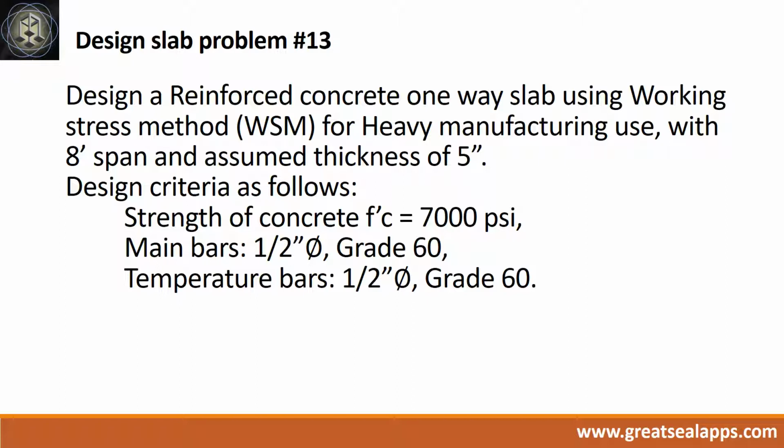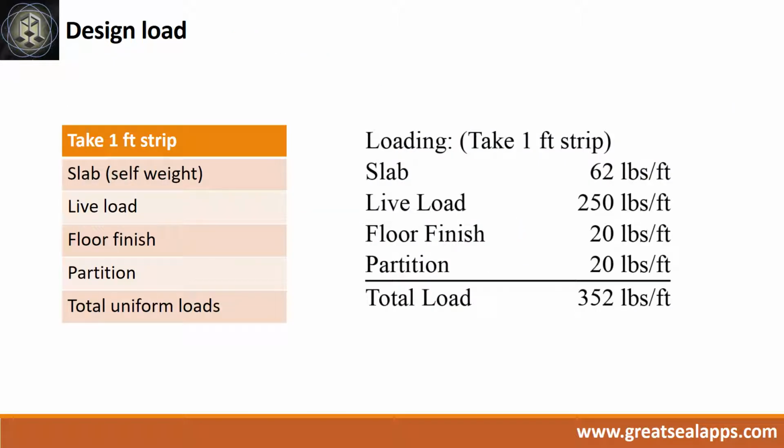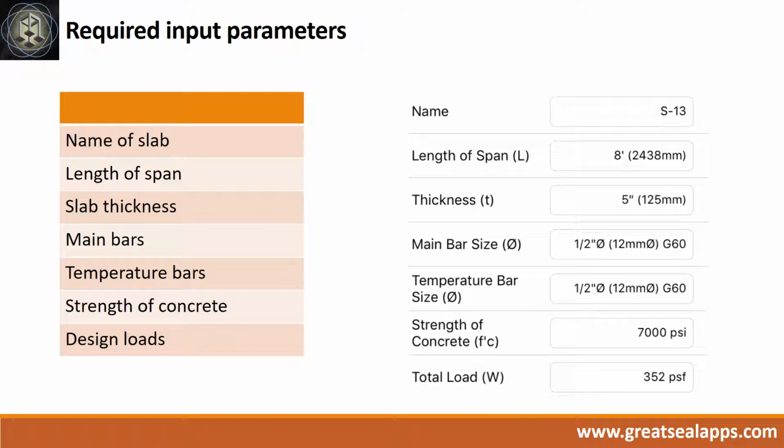thickness of 5 inches. Design criteria as follows: strength of concrete 7,000 psi, main bars half-inch diameter bar grade 60, temperature bars half-inch diameter bar grade 60. The uniform load for 5 inches thick slab is 62 pounds per foot. A heavy manufacturing live load is 250 pounds per foot. Floor finish is 20 pounds per foot. Partition is 20 pounds per foot for a total load of 352 pounds per foot.